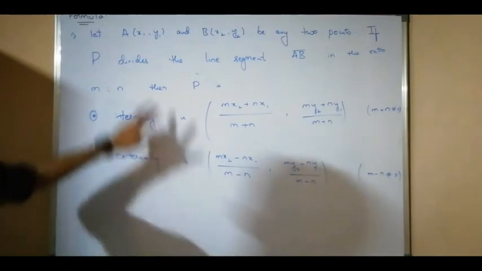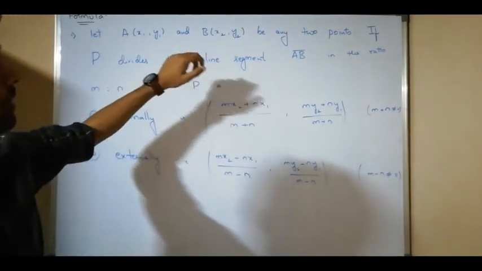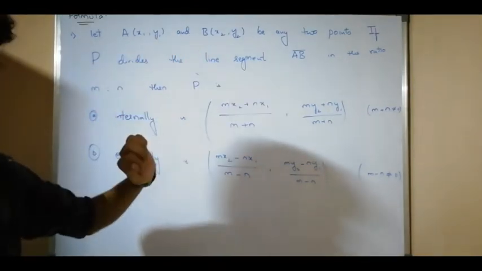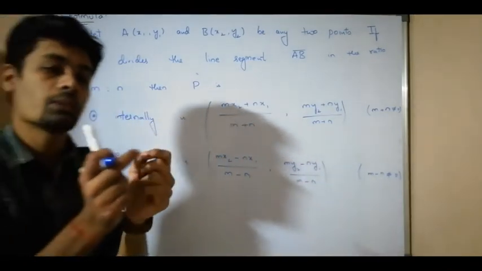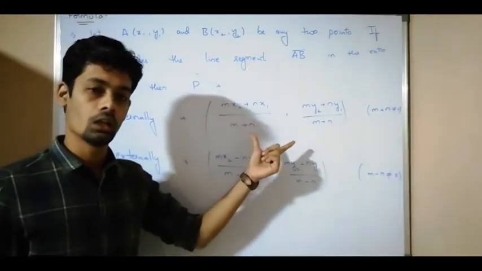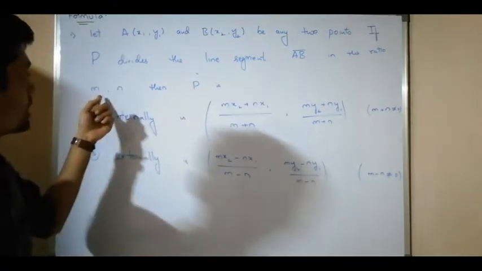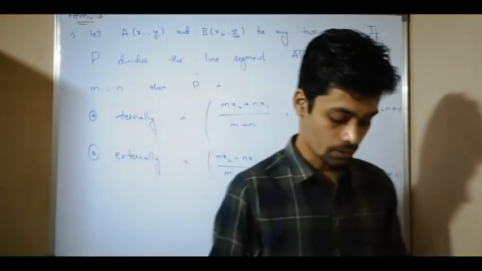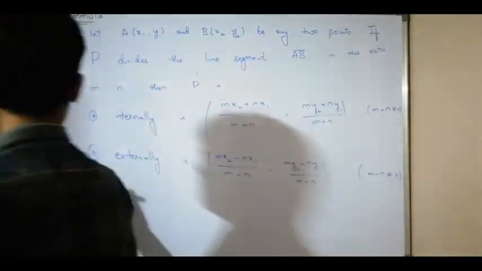Now, this is the formula. If you know the points A and B and the ratio in which P divides the line segment, then to know the point P internally, the point P which divides AB in this ratio is given by this formula. To know the point P externally which divides AB in the ratio m is to n is this one. Now, next formula.